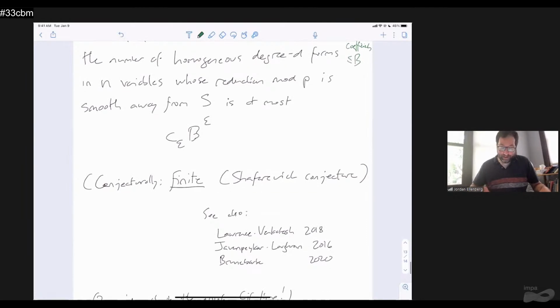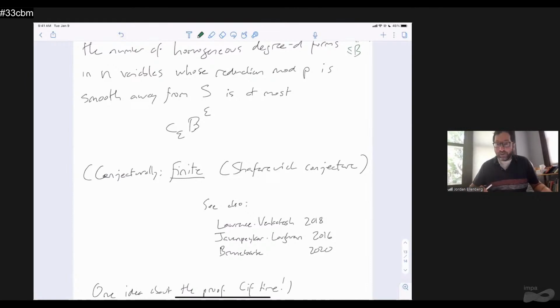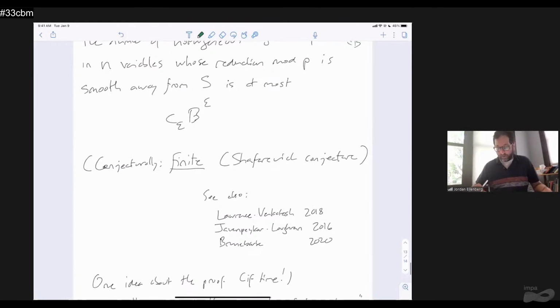So I'll just say that this is an area where a lot of work has been done, most notably by my 2 collaborators, Lawrence and Venkatesh, in their famous paper from 2018, but also by Javanpeykar and Loughran in 2016. And actually, while we were writing this paper, we found a paper last year by Brunebarbe, which in some sense works very analogously to ours, but he's a true geometer. So there's nothing about rational points in his paper at all. He's proving things about hyperbolicity of varieties and showing that they have no subvarieties that are not of general type. But in some sense, the spirit of his approach, which is aimed at a different problem, is very similar to the spirit of ours.